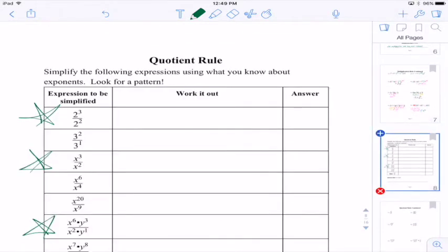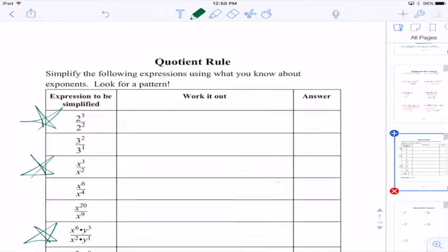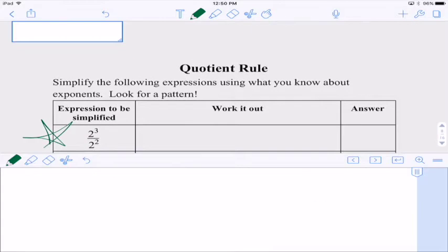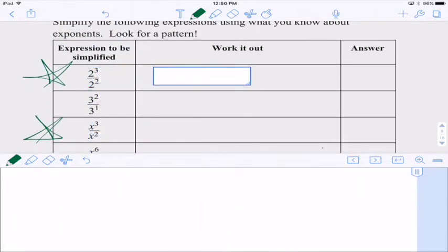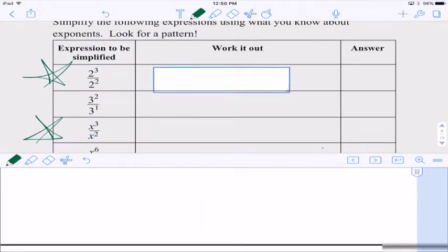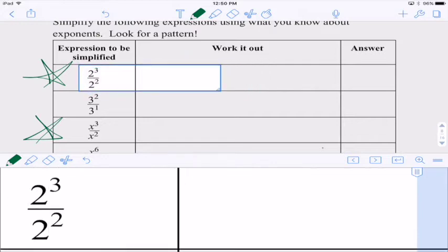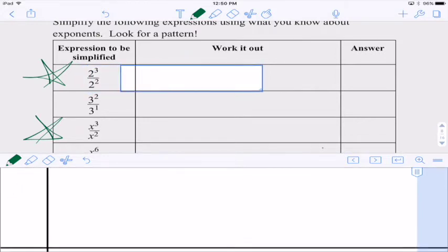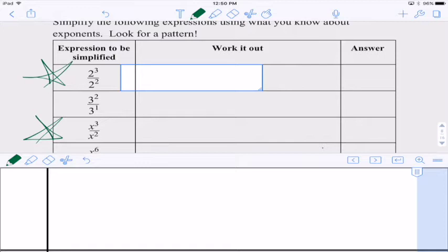Go to, I believe it's page 8 or 9, and the quotient rule. Let me hide this. What I'm going to do is show you the same stuff as last time. I'm going to show you how to work it out, and then I want you to try and work it out on your own. So I've got 2 cubed and 2 squared. 2 cubed divided by 2 squared.